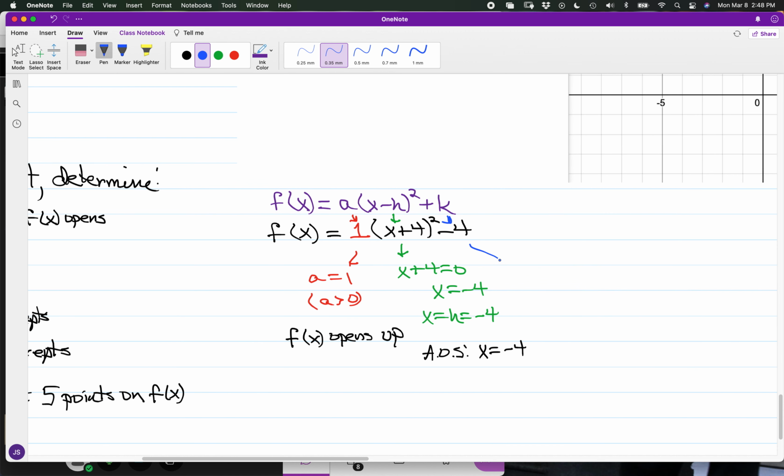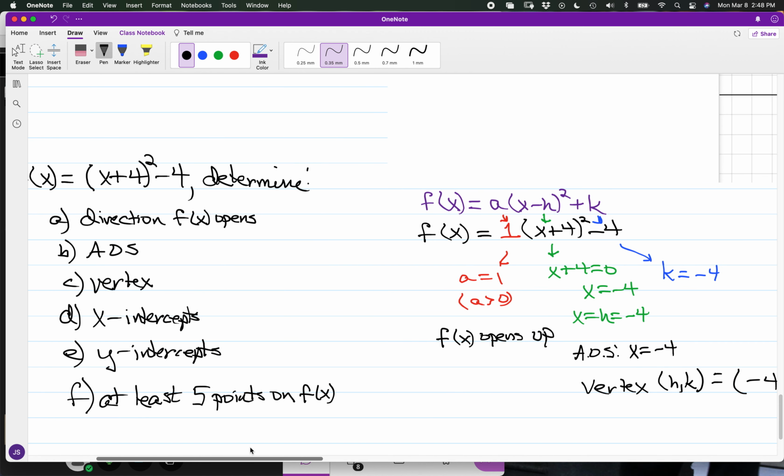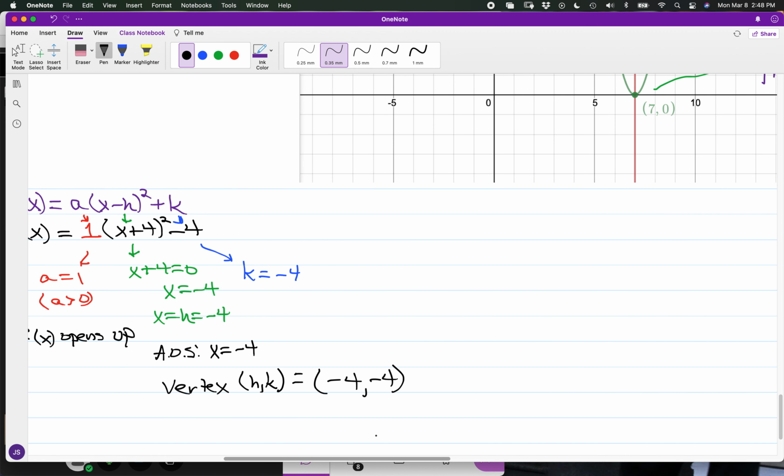As for the k value, k is equal to negative 4. And with both the h and the k value, for the vertex, that is going to be at (negative 4, negative 4). So h and k have the same numerical value. Now, for the intercepts, both the x and the y-intercepts, we did look at samples of determining x and y intercepts.